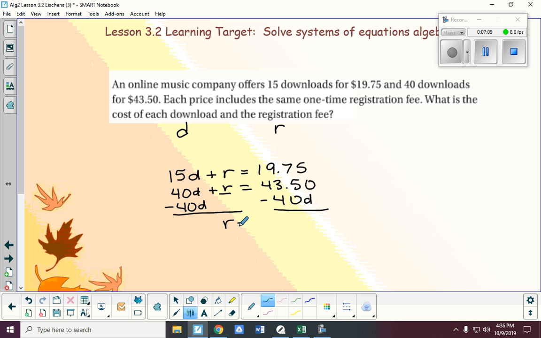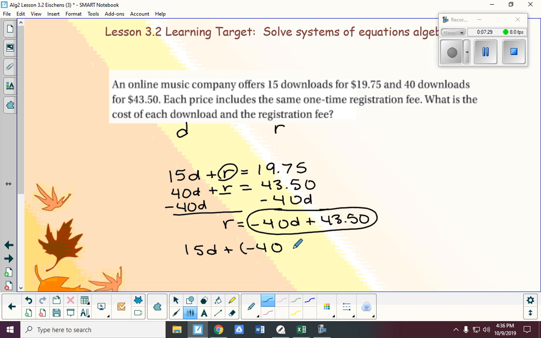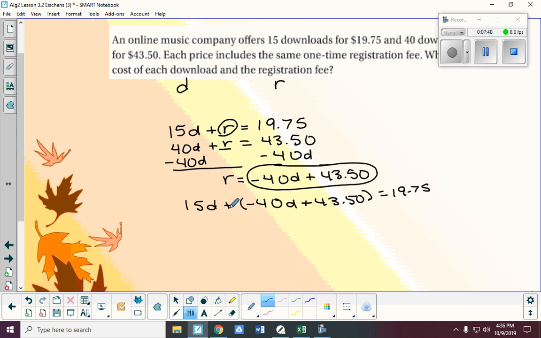So then r equals minus 40d plus 43.50. So that's what r is equal to in the second equation. So instead of r in the first equation, we will substitute. So we have 15d plus, that is minus 40d plus 43.50 equals 19.75. Now we will combine like terms. We have 15d minus 40d, so that's a negative 25d plus 43.50 equals 19.75.